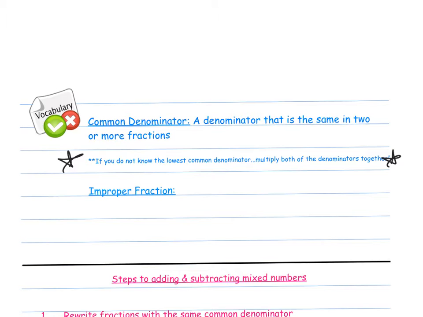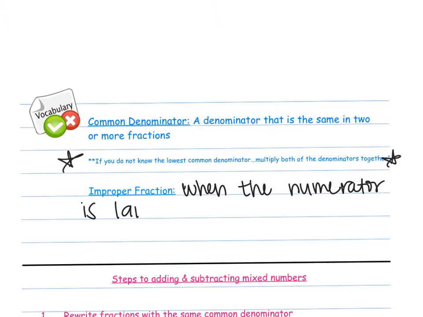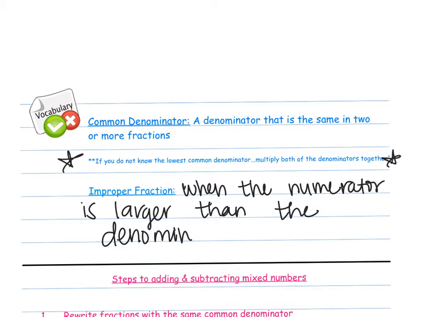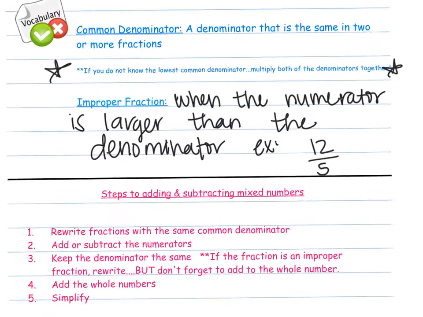Okay. An improper fraction is when the numerator is larger than the denominator. Example, 12 over 5, so 12/5. That's an improper fraction.